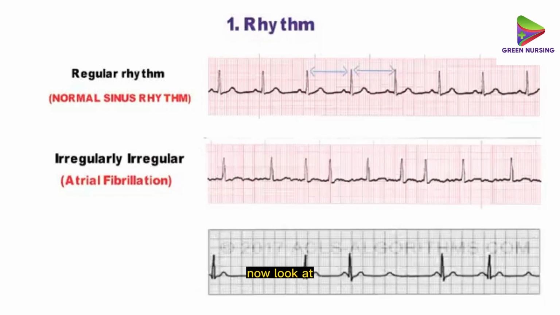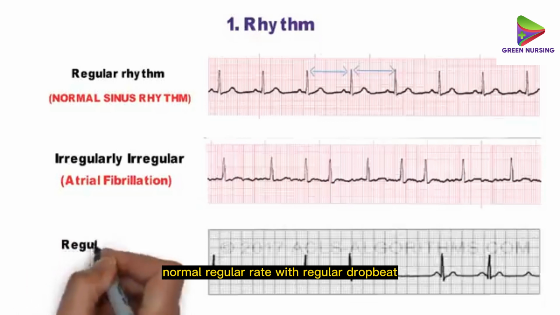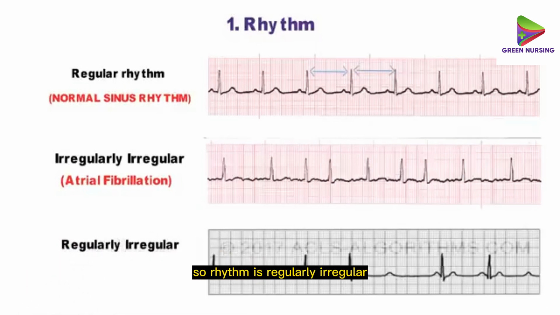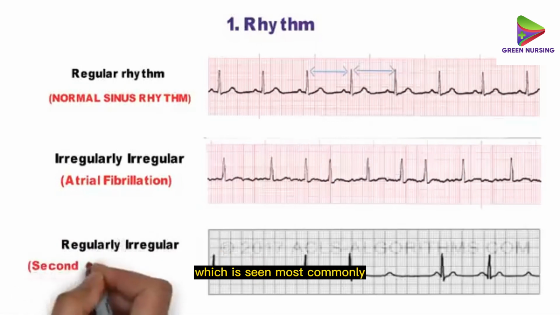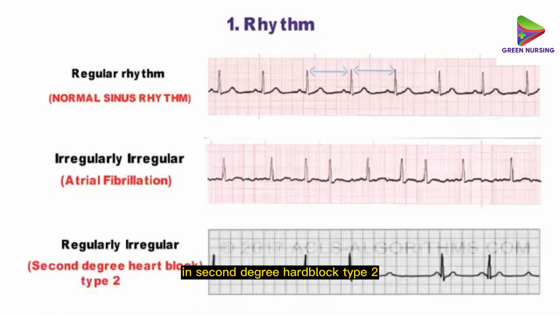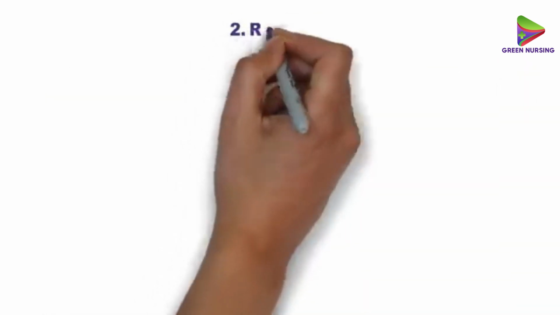Now look at this. This is easy. Normal regular rate with a regular dropped beat. So the rhythm is regularly irregular, which is seen most commonly in second-degree heart block type 2.